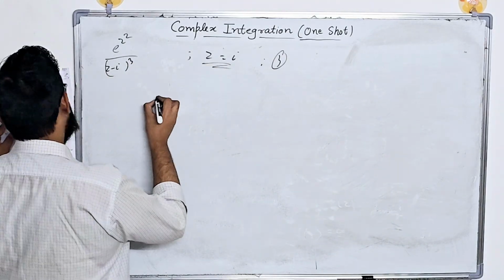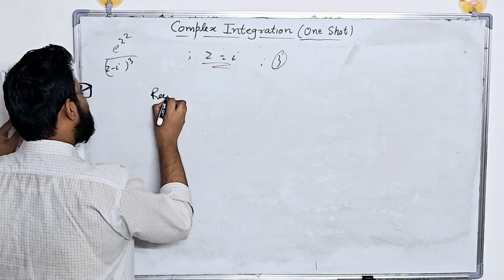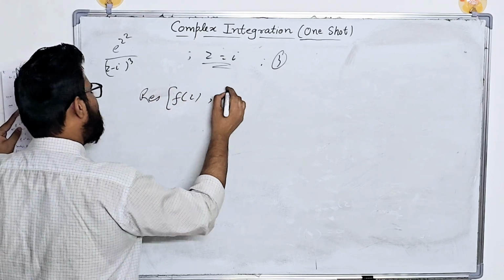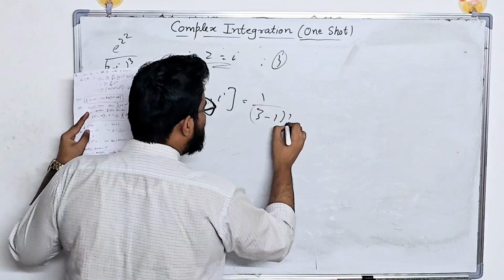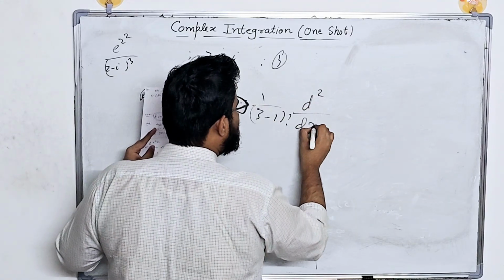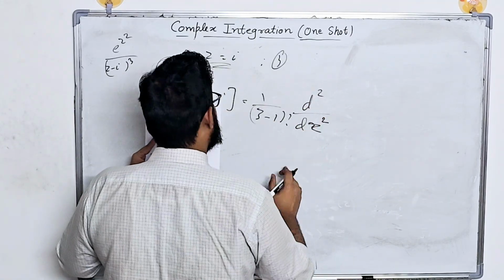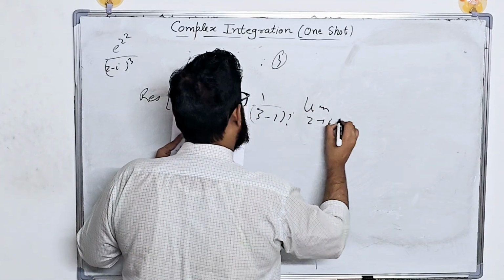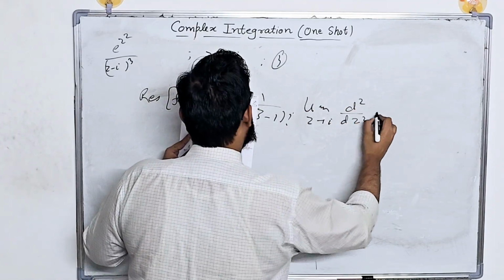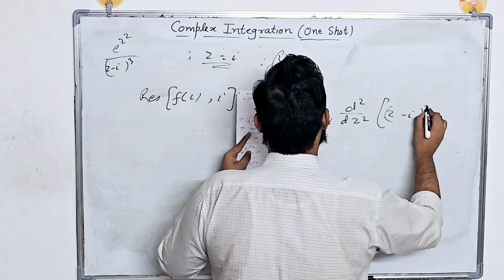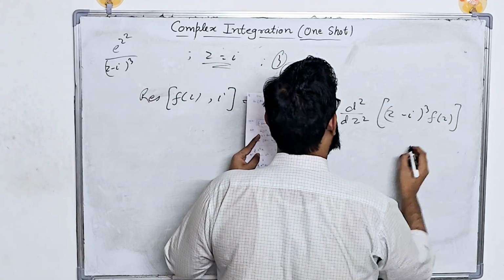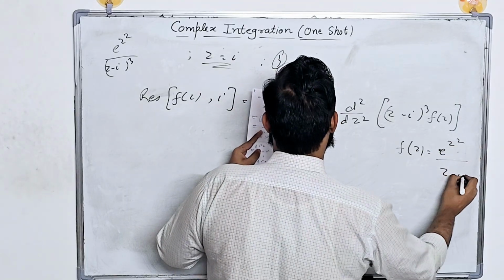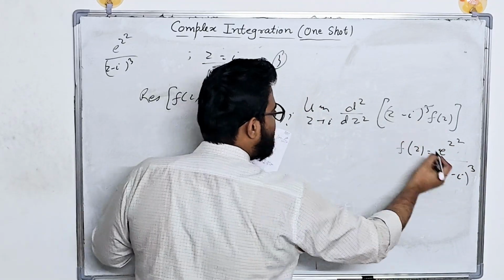Hence we have the residue of f(z) at i is 1 upon (3 minus 1) factorial, limit as z tends to i of d²/dz² of (z minus i)³ f(z), where f(z) is equal to e^(z²) divided by (z minus i)³. So this and this will get cancelled.